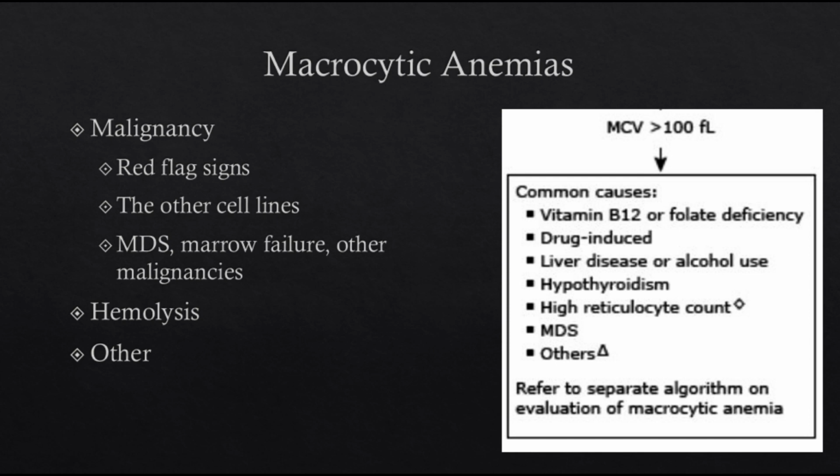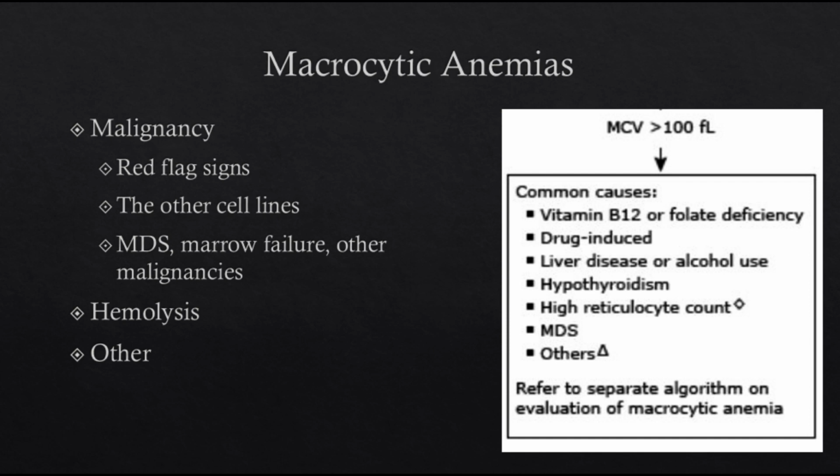And of course, we all know our red flag signs for malignancy, things like weight loss, your B signs like night sweats. Those types of signs are always red flags and should make you think this. Also look at the other cell lines. Is the white cell count also down, or is it through the roof, like it could be in a leukemia? The platelets. So the other cell lines can point you towards or away from malignancy as well.